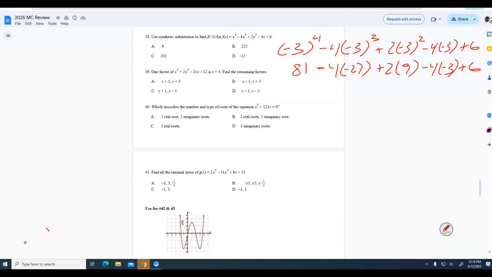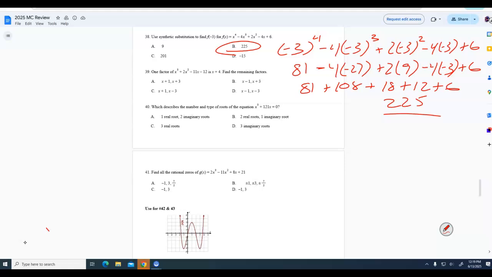And then we add them all up. 81 plus 108 plus 18 plus 12 plus 6. And that's a sum of 225. So that's your synthetic substitution. You just plug the numbers in. Okay.